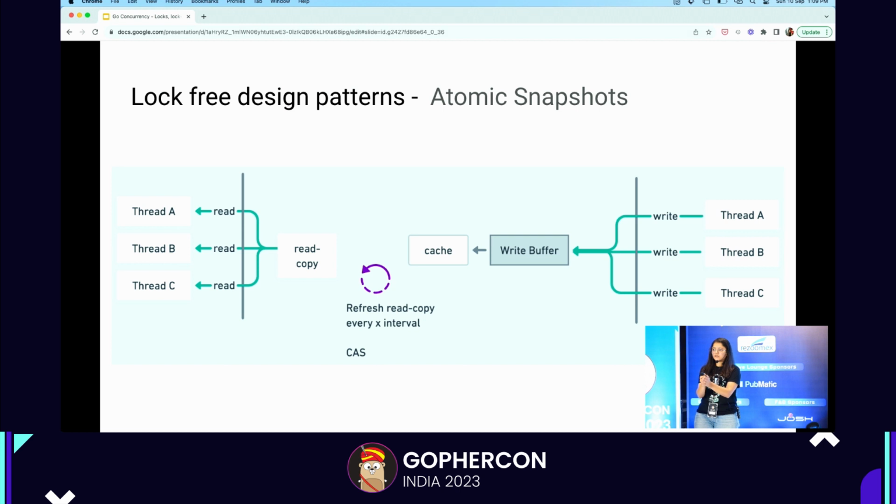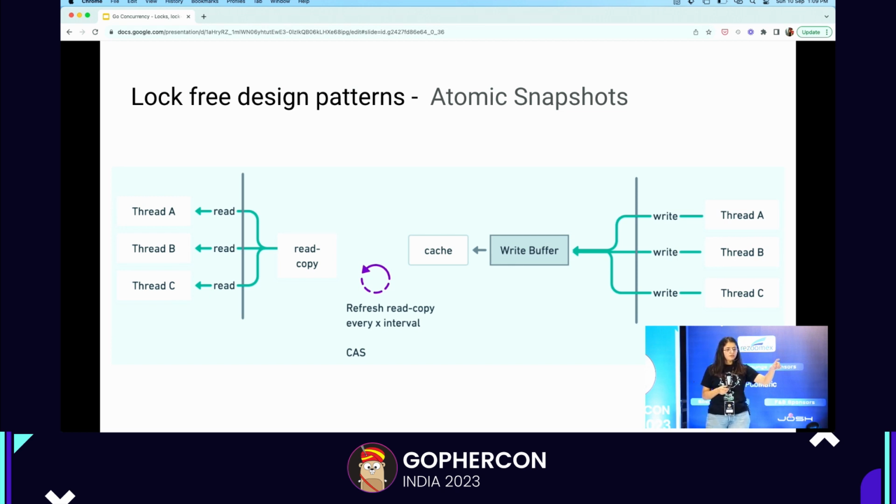We first have an empty read hash map, and in the other we are just keeping on writing. After a while we refresh: we run a background process, a goroutine per se, which reads the write copy, creates a copy of it, and then does an atomic swap of the read copy. So your read copy keeps on getting updated every refresh interval as per your configuration. This is one of the patterns.